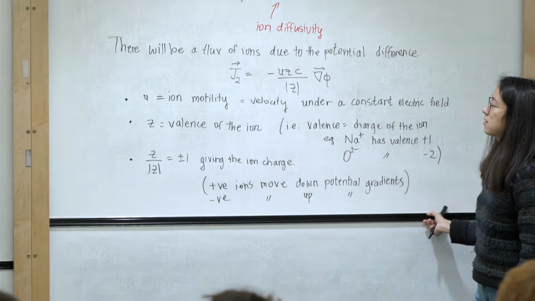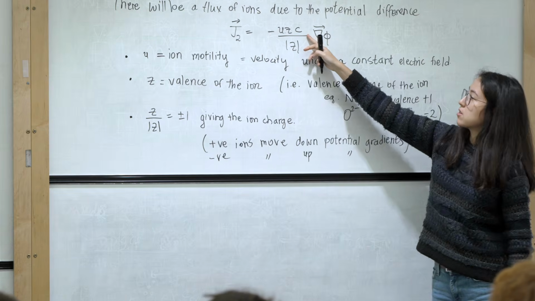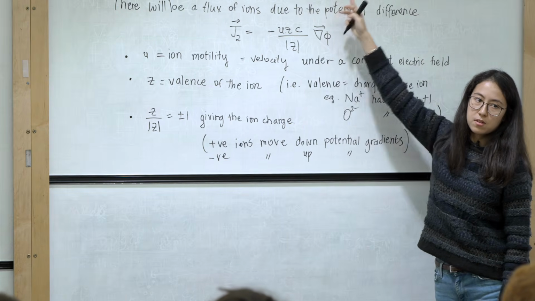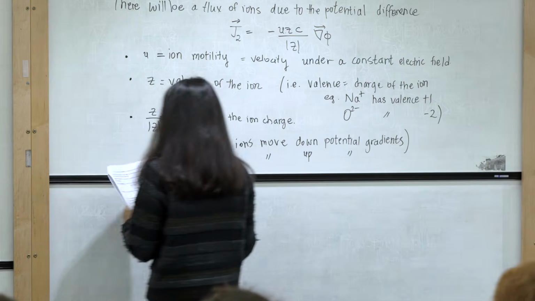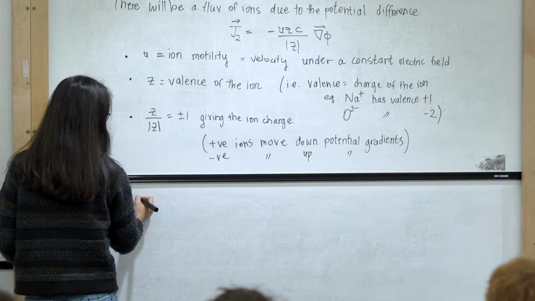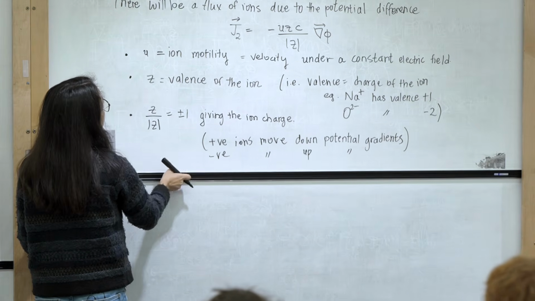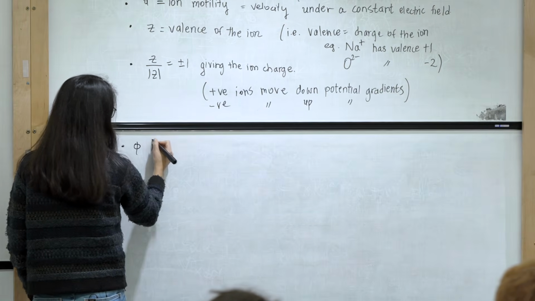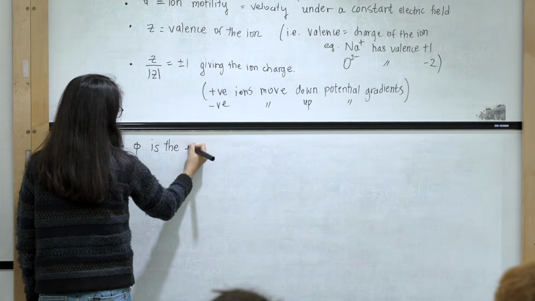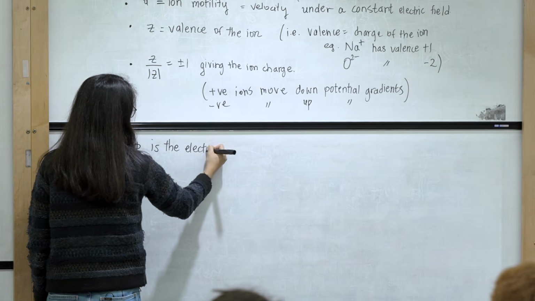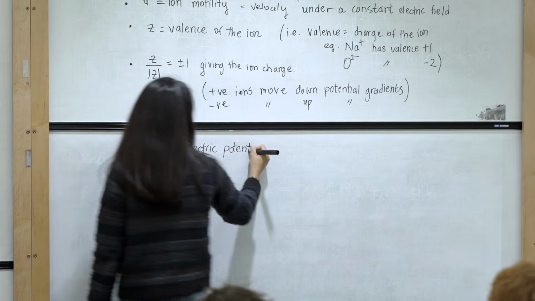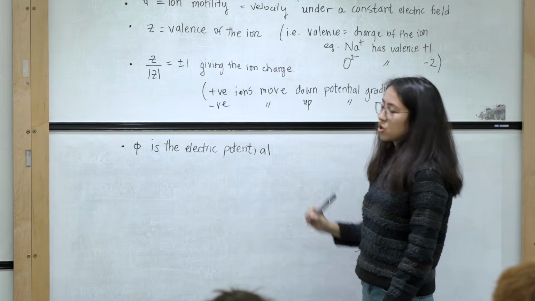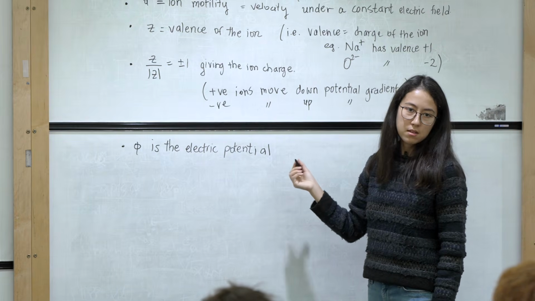Okay, so this is still the concentration we had in the previous flux definition. And then phi, I will also define. Phi is the electric potential. So if I take now the gradient of phi, I'm going to get the electric field.